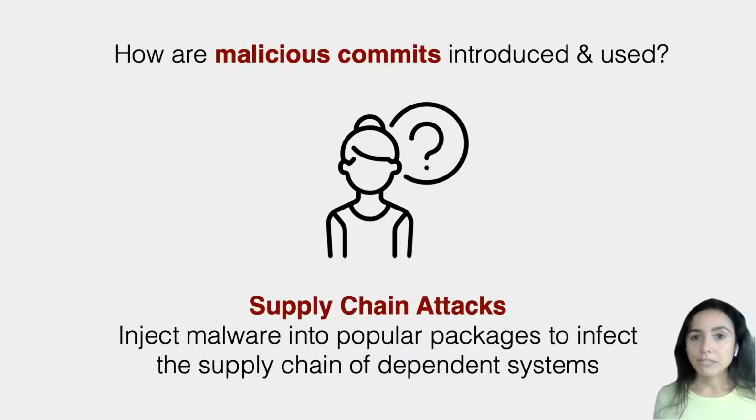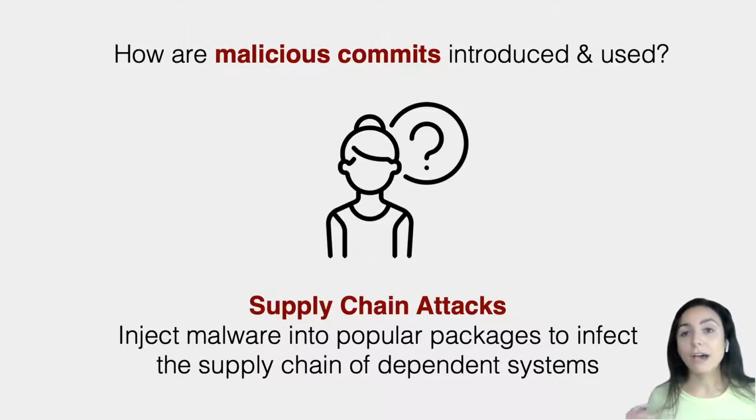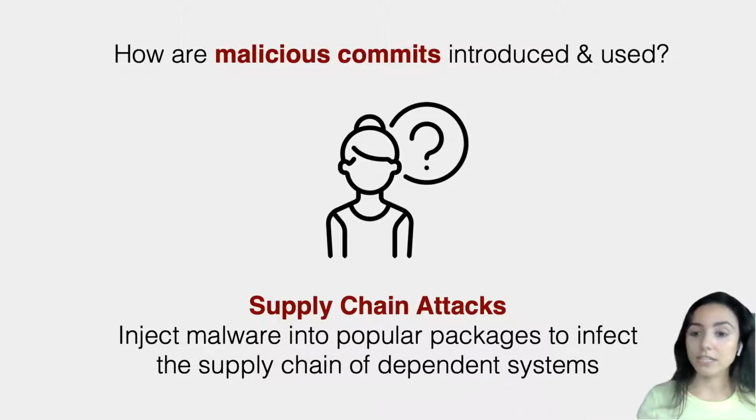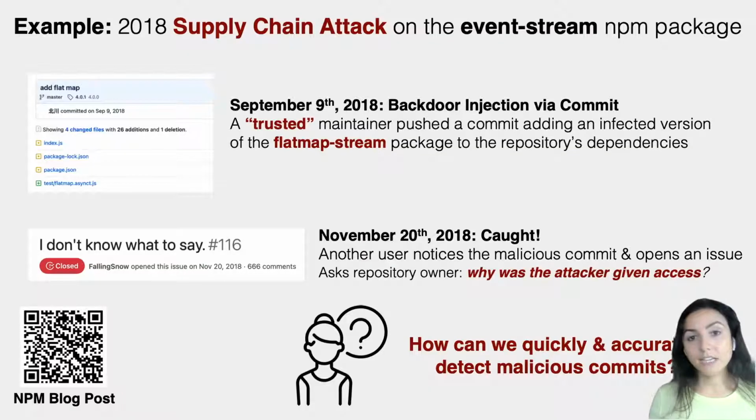Malicious commits are a growing problem for GitHub and other open source software repositories because they can be used to conduct supply chain attacks, where malware is injected into a package or dependency used by a lot of different systems. And then as those systems use them, it traverses down the supply chain. Here's an example of a supply chain attack on the event stream npm package.